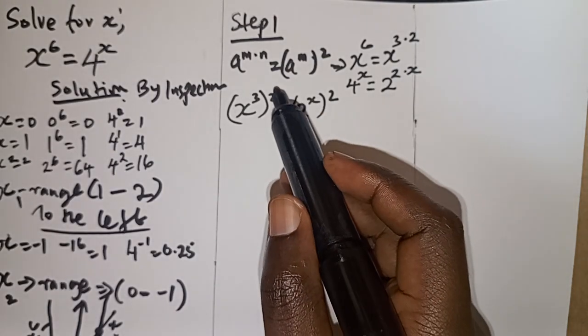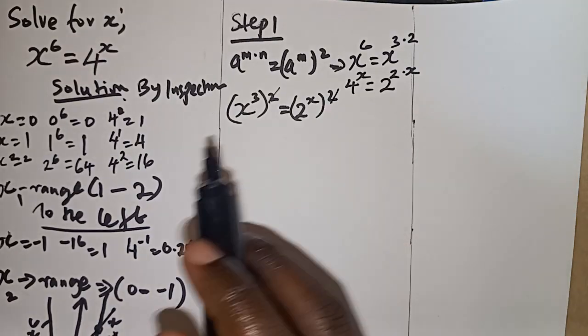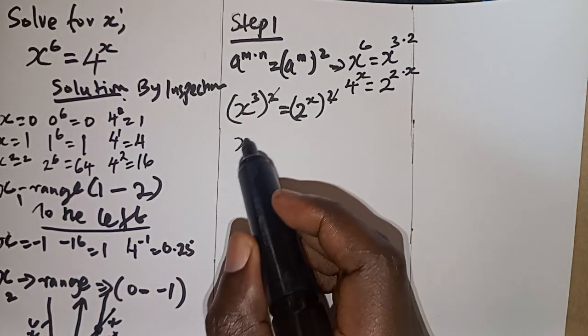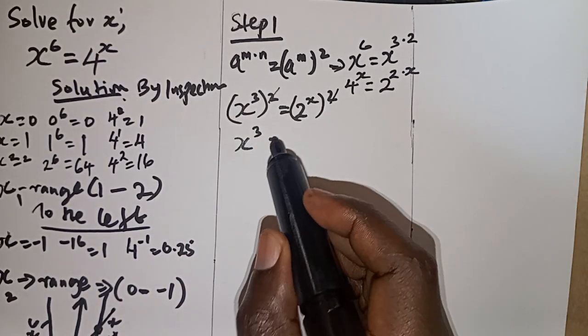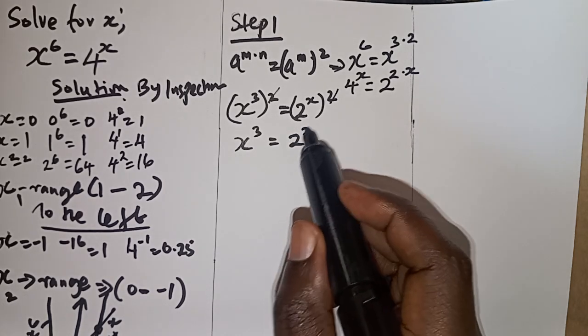So it's evident that these 2 and these 2 are going to cancel, so that my new equation changes to x to the power 3 equals 2 to the power x.